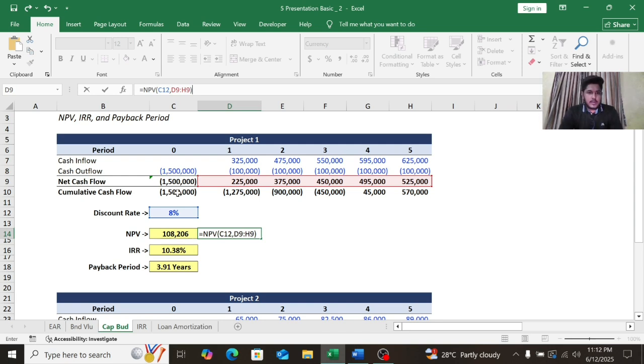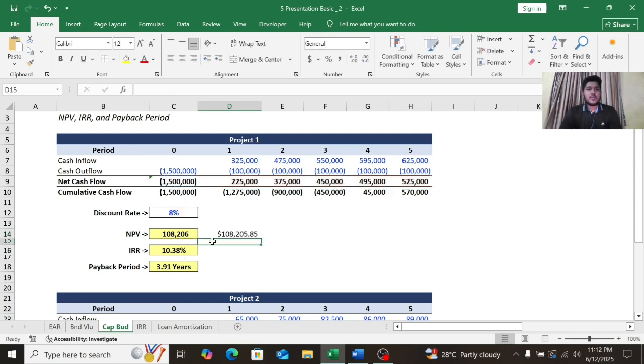As it is in negative form, we are going to include the cumulative cash flow, our initial investment, so we're going to decrease the initial investment. So that's it for calculating the NPV. This is what we get if we highlight it.